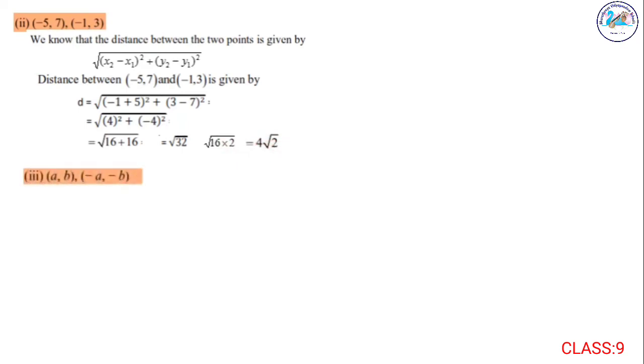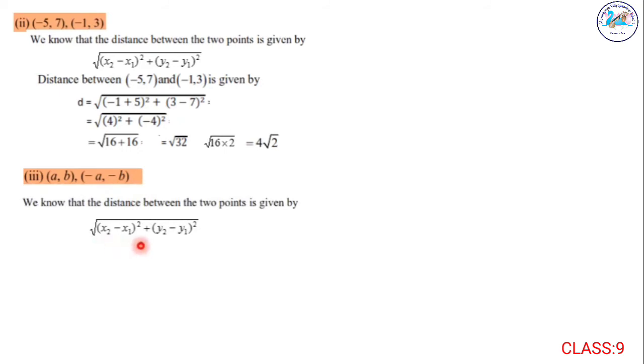And we will move on to the last question, that is A, B and minus A, minus B. First of all, we write the distance formula, that is root of x2 minus x1 the whole square plus y2 minus y1 the whole square. Since here A, B and minus A, minus B are not constants, let us write x1, y1, x2, y2. That is easy for us to substitute. So x1 is A, y1 is B, x2 is minus A, y2 is minus B. So we have substituted the values.